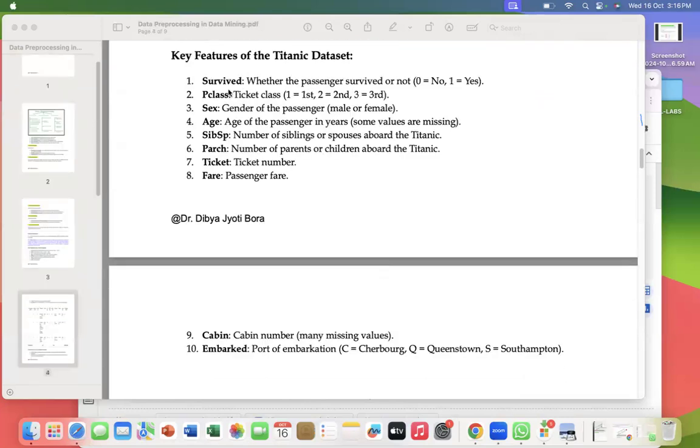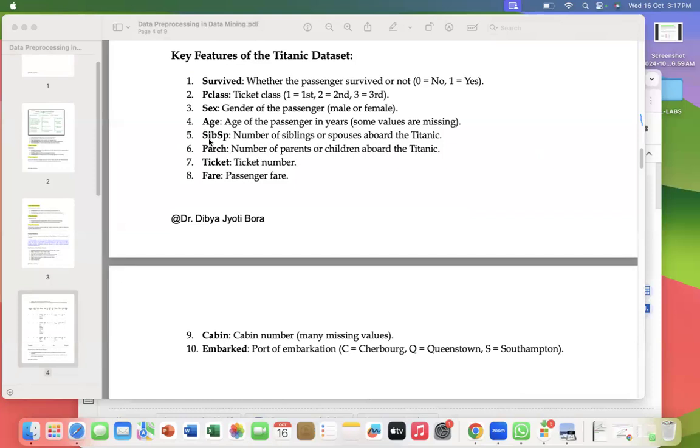So the key features of this data set: Survived, whether the passenger survived or not. 0 means no, not survived, died. 1 means yes. Okay, clear? Then Pclass means ticket class. What type of ticket classes are there? At the time, first, second, third, like that. Then Sex means male or female. Then Age means age of the passenger in years.